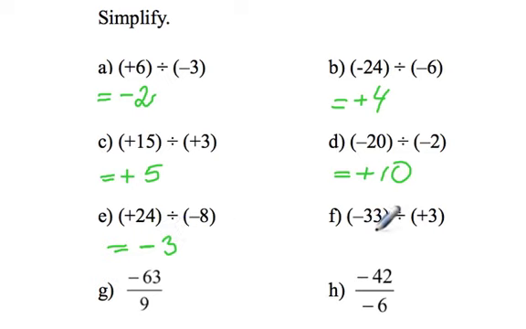For question F, we have negative divided by a positive, so the result is negative. 33 divided by 3 is 11, so answer is -11. For question G, negative divided by a positive equals negative, and 63 divided by 9 equals 7. For question H, negative divided by a negative equals a positive number, and 42 divided by 6 is 7.